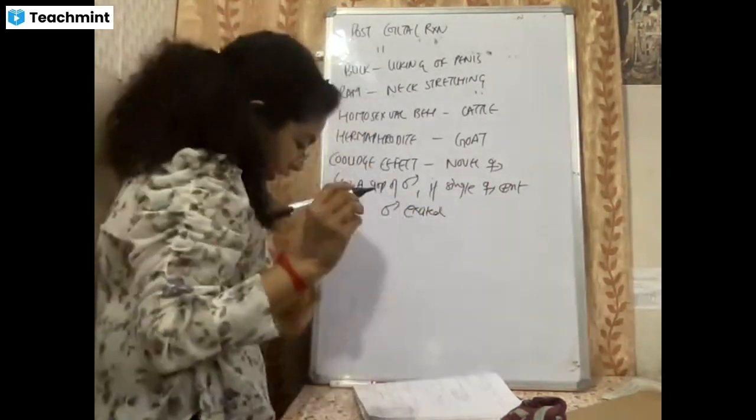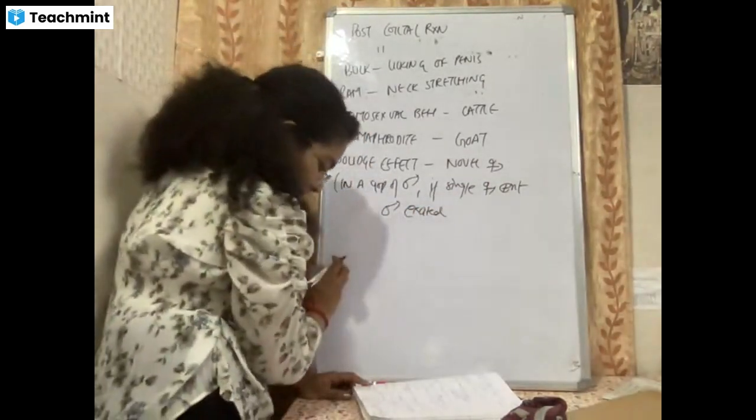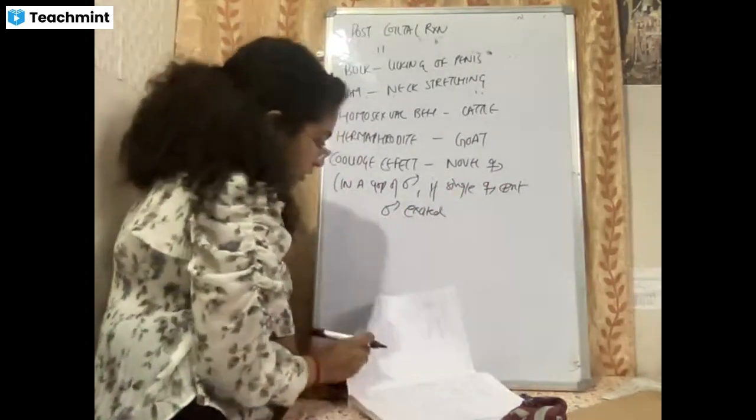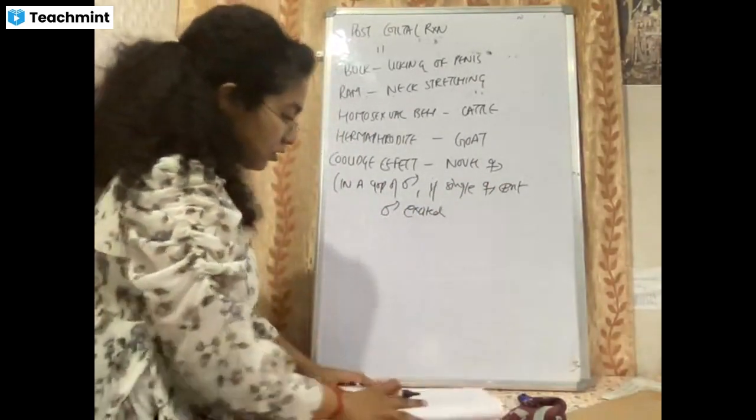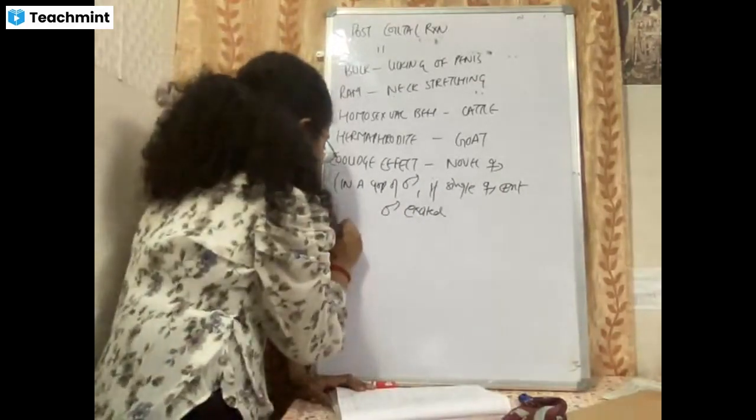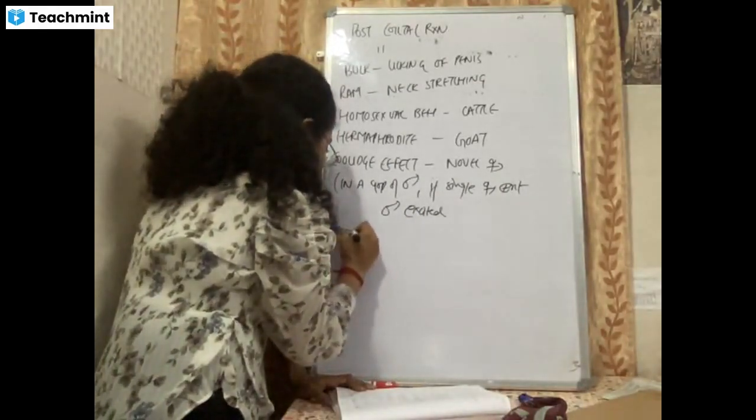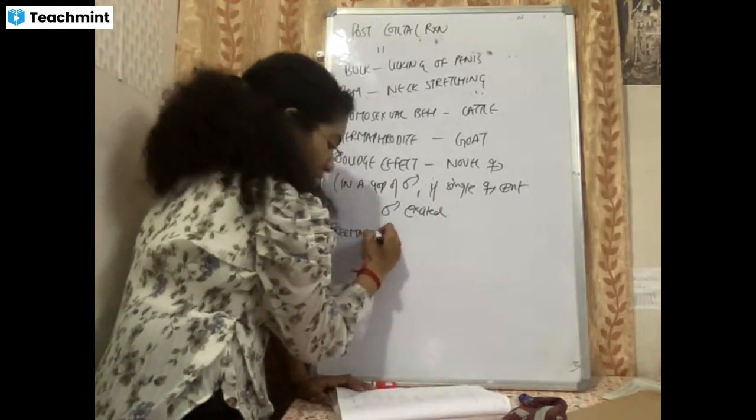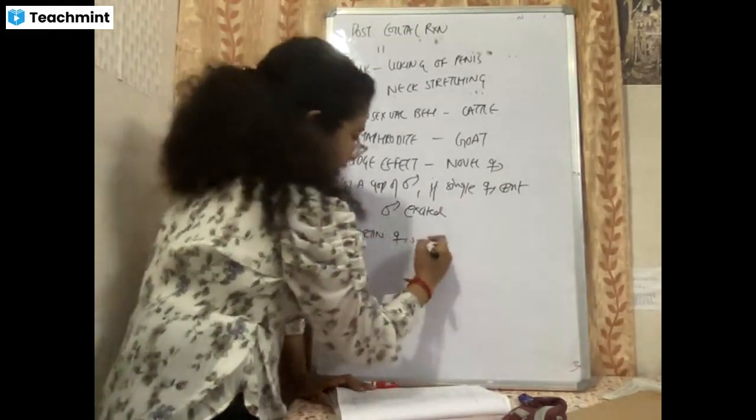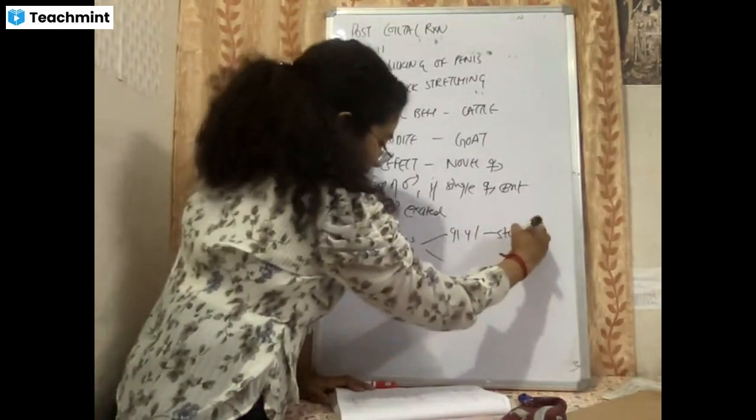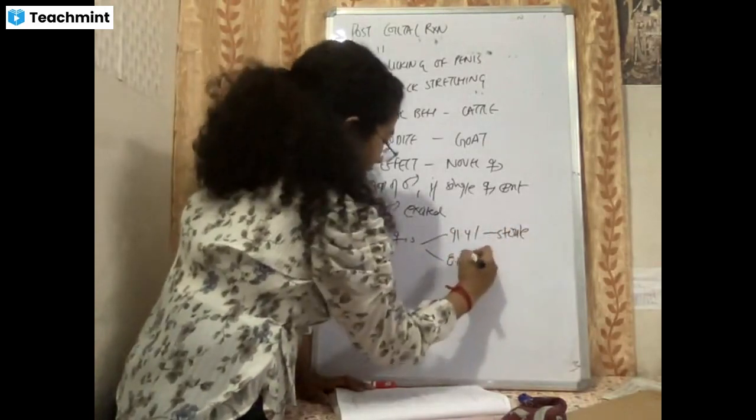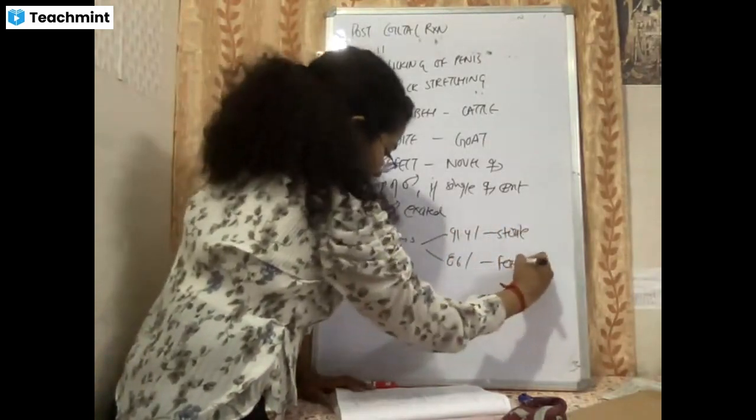Okay. Then next, freemartin females. 91.4% of them are sterile and 8.6% are fertile.